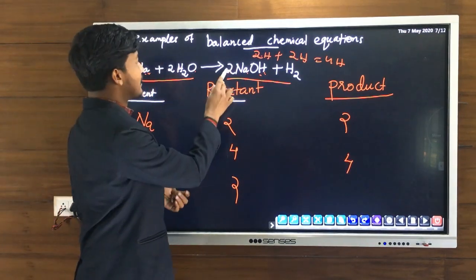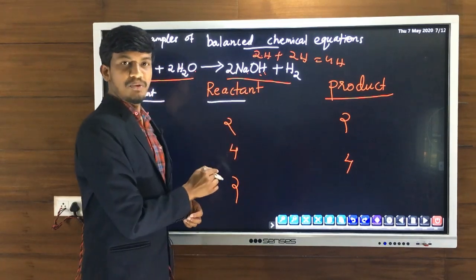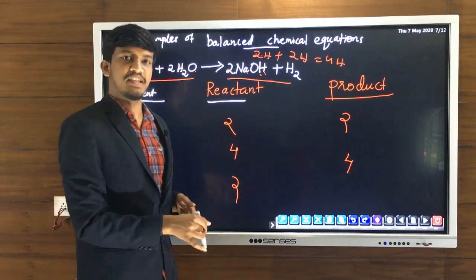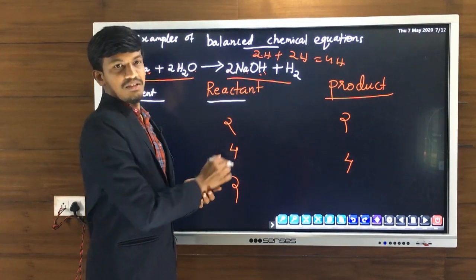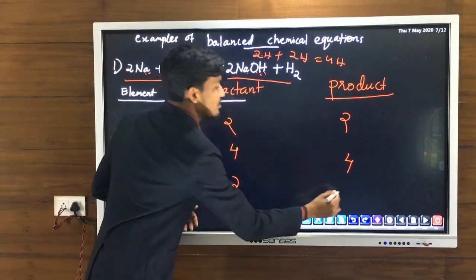Now what about the right side, the number of oxygen atoms? Oxygen is present only in the first product; there is no oxygen in the second product. So that is 2 into 1, 2 ones are 2.